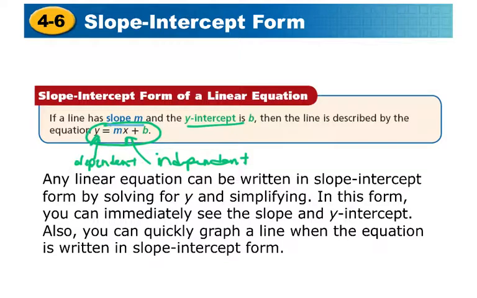All right. Any linear equation can be written in this slope-intercept form by solving for y and simplifying. So you can always take every equation that happens to be in this linear format, and you can write it into slope-intercept form. It's generally what we call our most used foundation, but of course you do have the standard notation. I wouldn't call this standard, I would just call it our general format. We usually revert to this. In this form you can immediately see the slope and the y-intercept, very helpful, and so you can quickly graph a line.